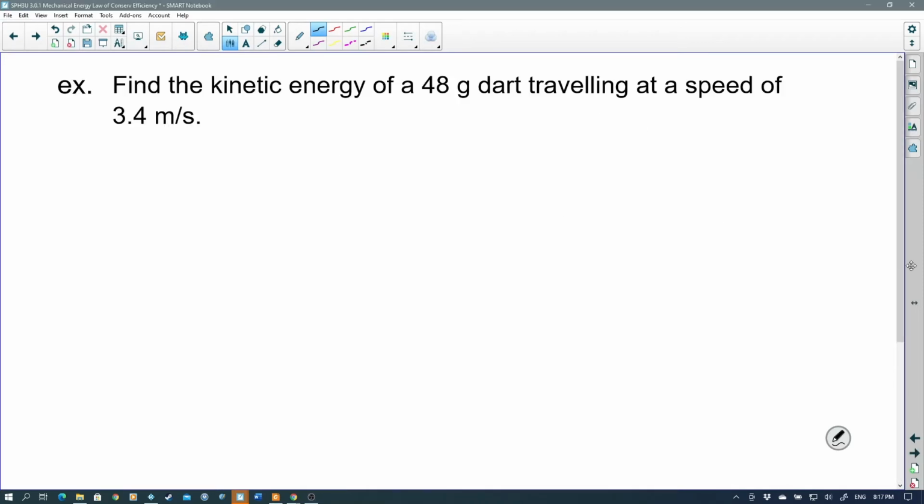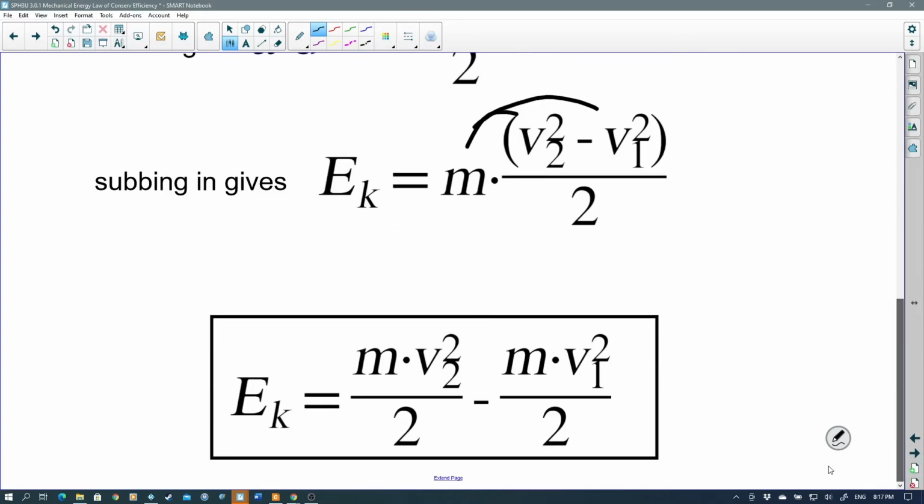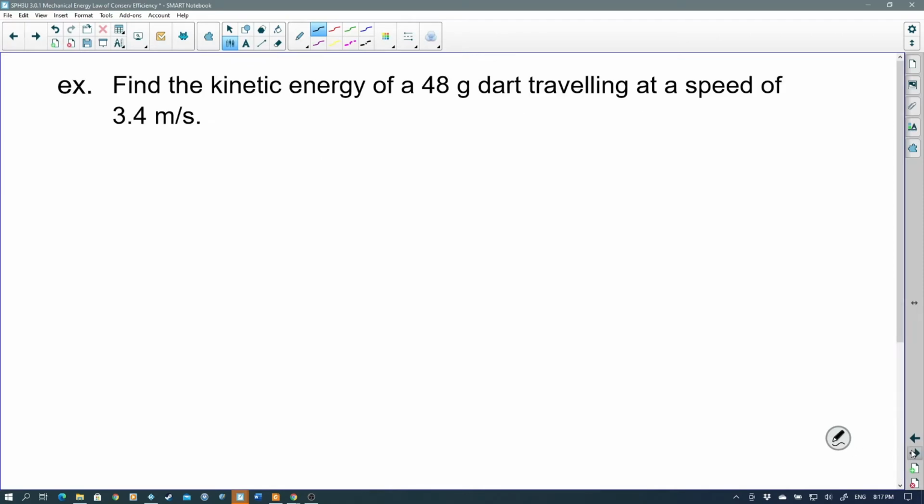So what'll often happen, sorry, let me go back a slide here. What'll often happen is we're still going to usually, or often, talk about the fact that the initial velocity was 0. So if the initial velocity is 0, this whole term becomes 0, and we're left with just mv2 squared over 2. So let's look at this example and I'll explain that a little bit more.